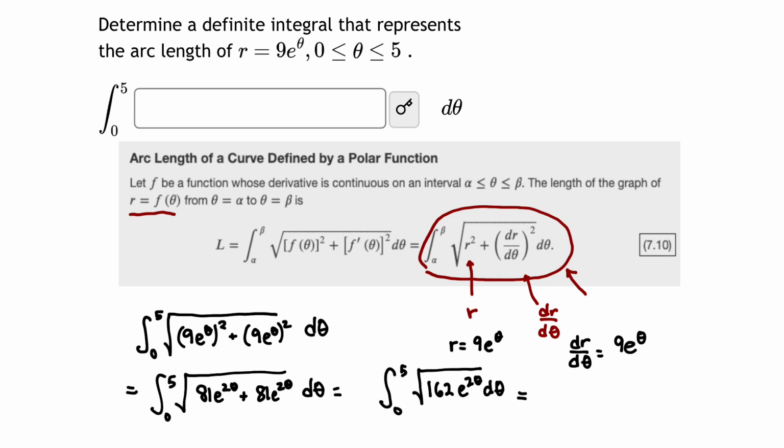And if I want to go one more step and simplify, I could take the square root of 162 and rewrite it. The square root of 162 is just 9 times the square root of 2. And then the square root of e to the 2 theta, well, that's just e to the theta. And so my integral really could come down to 9 times the square root of 2 e to the theta d theta. And that's what we could put as our setup for our definite integral.